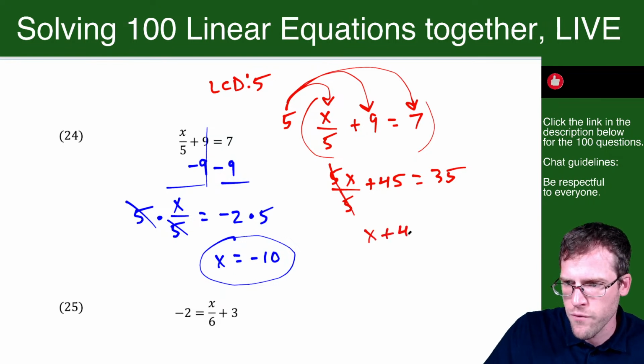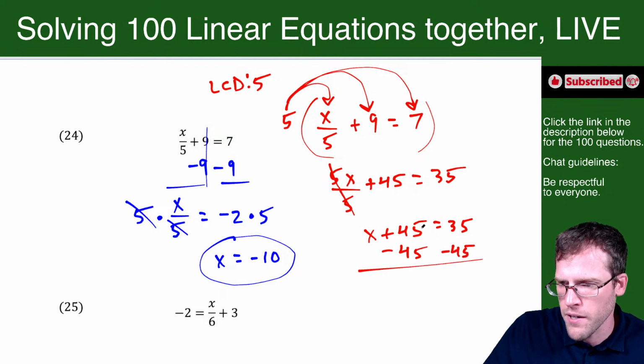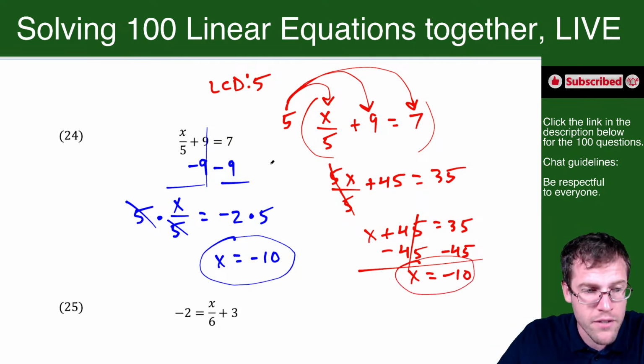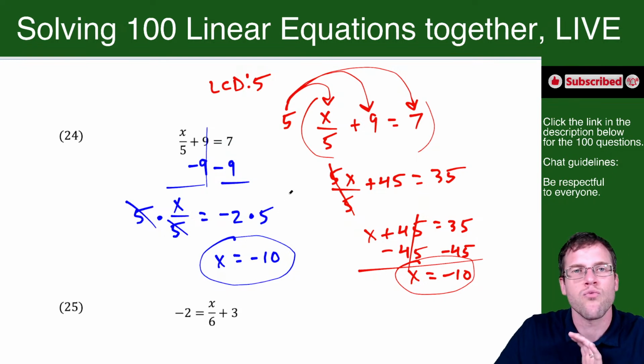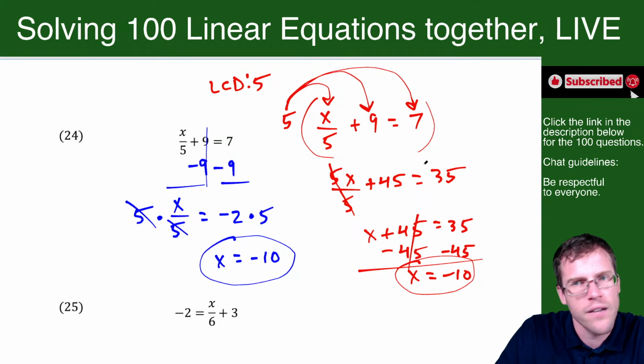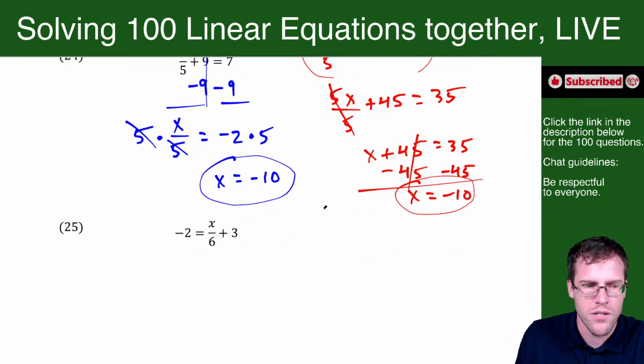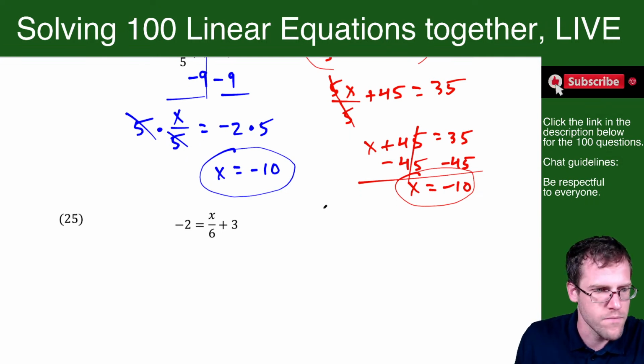So you have 5x plus 45 equals 35, and you can subtract 45 on both sides. The benefit of this method is that by multiplying by the least common denominator, it gets rid of all the fractions and turns it into something nice like 5x plus 45 equals 35. Some students really despise fractions and like to do it this way.